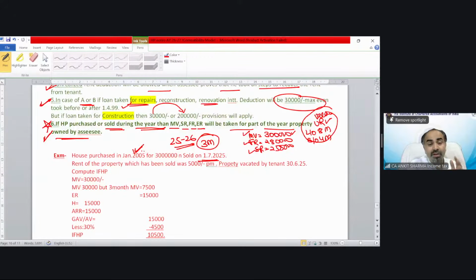Sorry, 2005. So in the previous year 25-26, you were the owner for only 3 months: April, May and June. After that, you sold it. So in this case, because the municipal value has been given for the full year, now we will proportion it for 3 months and compare with expected rent or actual rent, whatever, for the purpose of the solution. Understood? So please solve this example yourself.